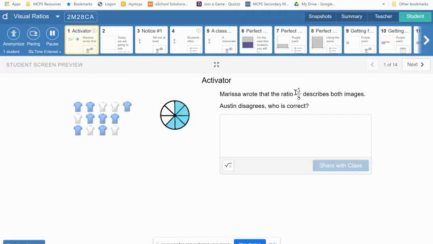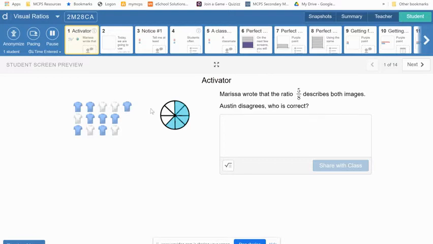1, 2, 3, 4, 5, 6, 7, 8, 9, 10, 11, 12, 13. Okay, well, I don't see 13 in here. Well, let's count the blue shirts. 1, 2, 3, 4, 5, 6, 7, 8. Okay, maybe that's where they're talking about 8. And 5, I guess, represents the white. 1, 2, 3, 4, 5.